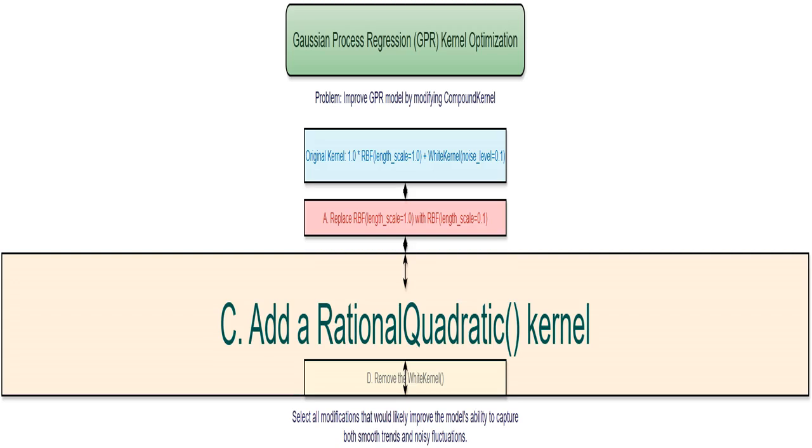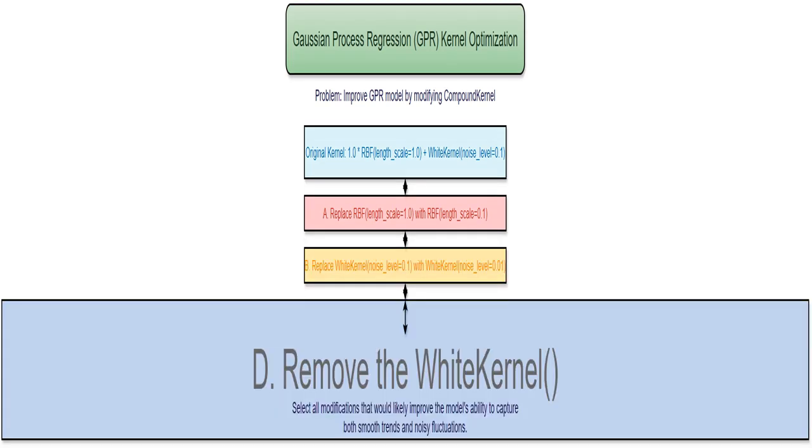This is another kernel that captures smooth trends. But it's even more flexible than the RBF, so it might do a better job at modeling various degrees of smoothness in the data. This offers more flexibility than RBF alone. I could remove the white kernel, but this assumes no noise in the data, a risky simplification, especially for real-world problems. This would likely lead to overfitting, so it's not a good idea.